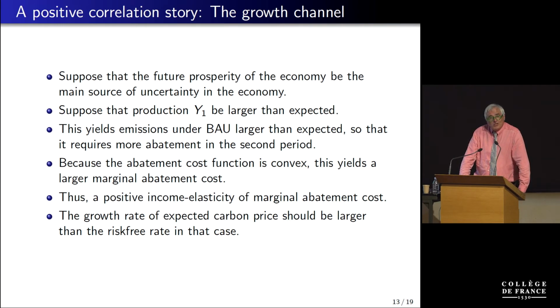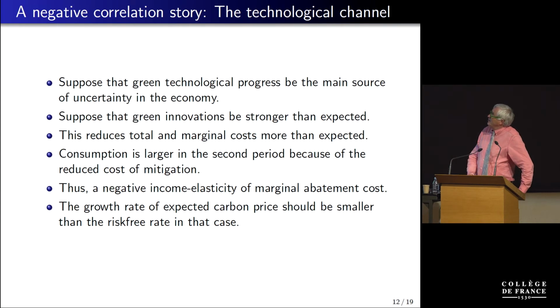So here two questions. First, which of the two stories is the most important one? And second question is, if the positive correlation story is the relevant one, is it strong enough to justify Kineto or the IPCC? Okay? So I will not go into the details of the calibration. Let me just observe that this negative correlation story is probably relatively weak in intensity.